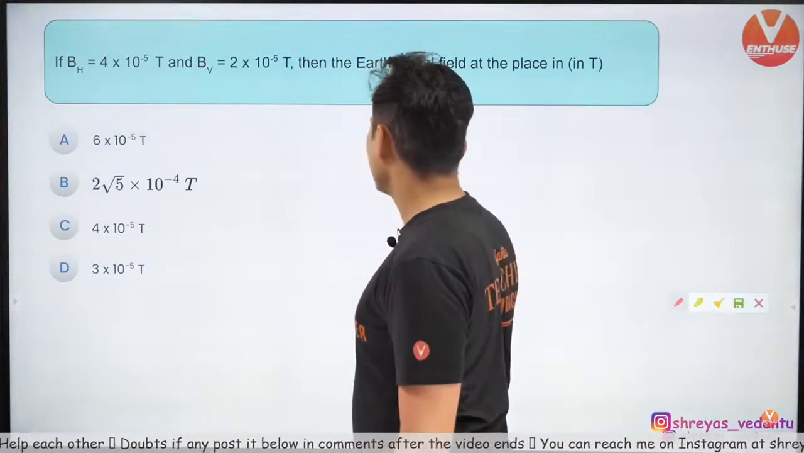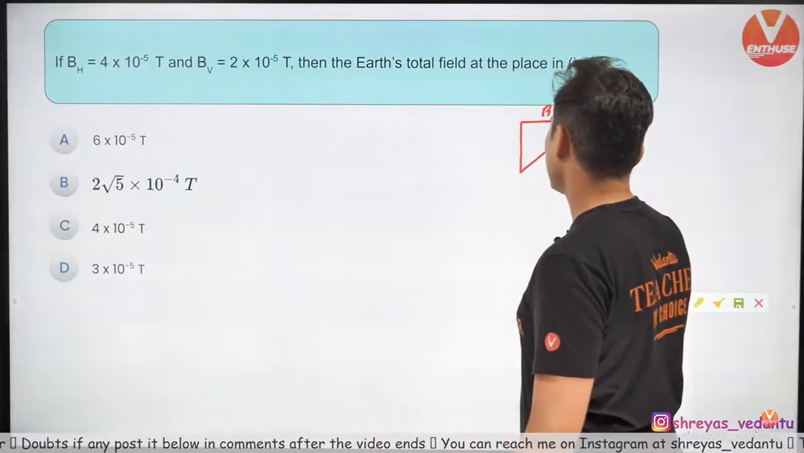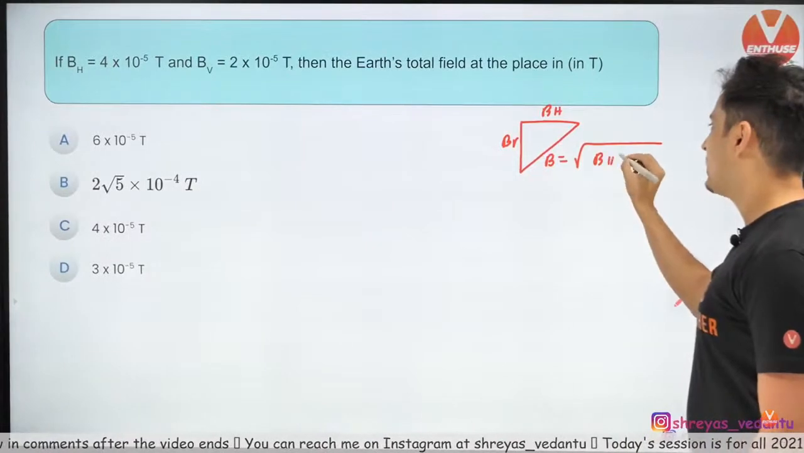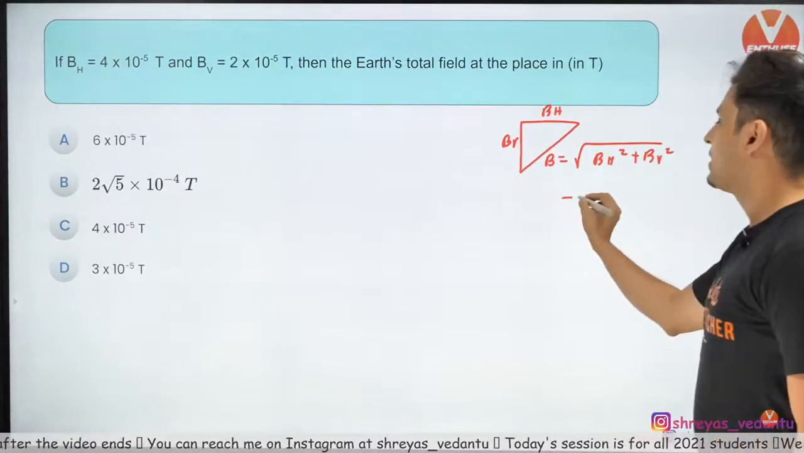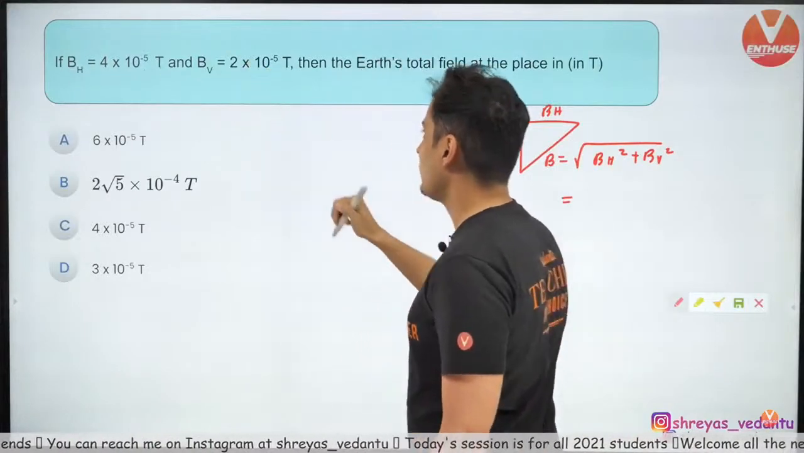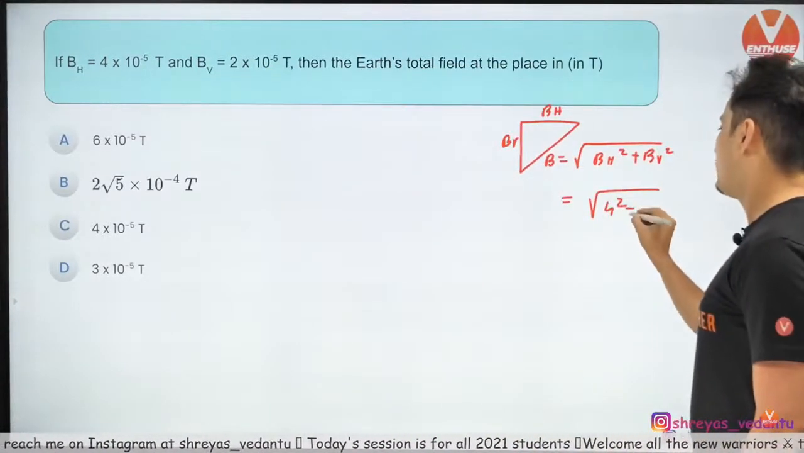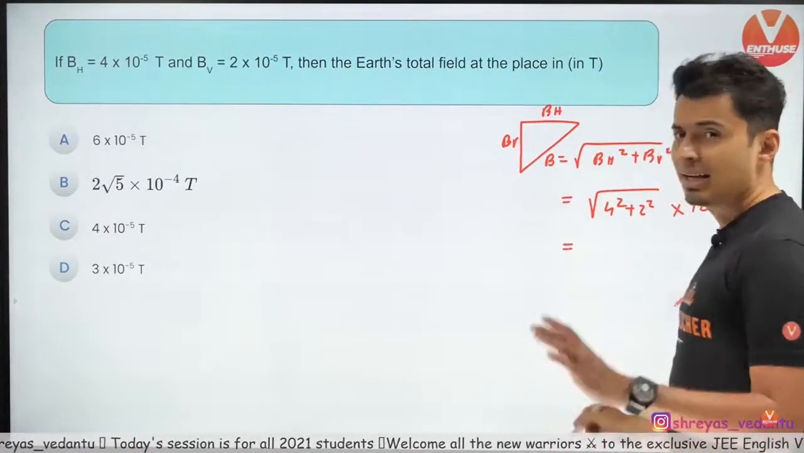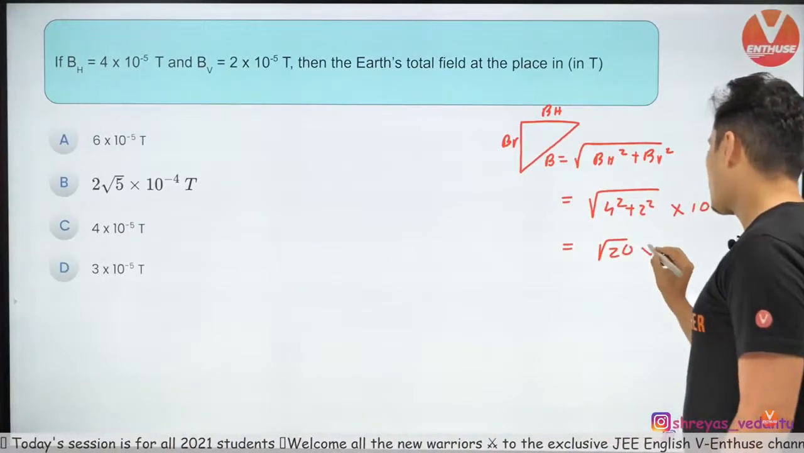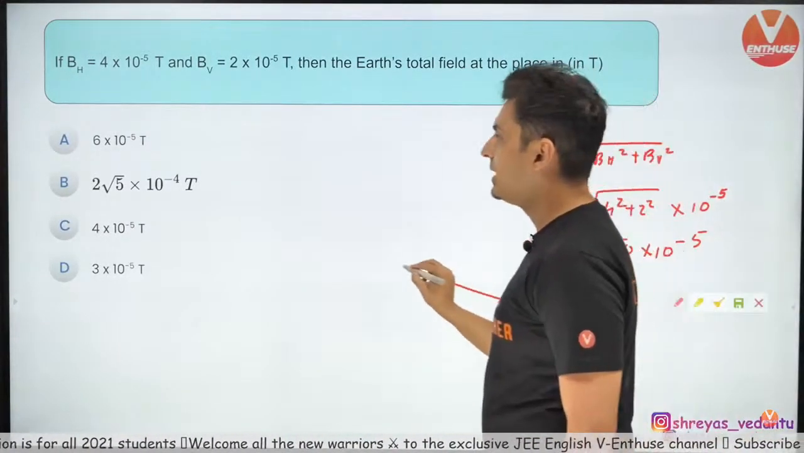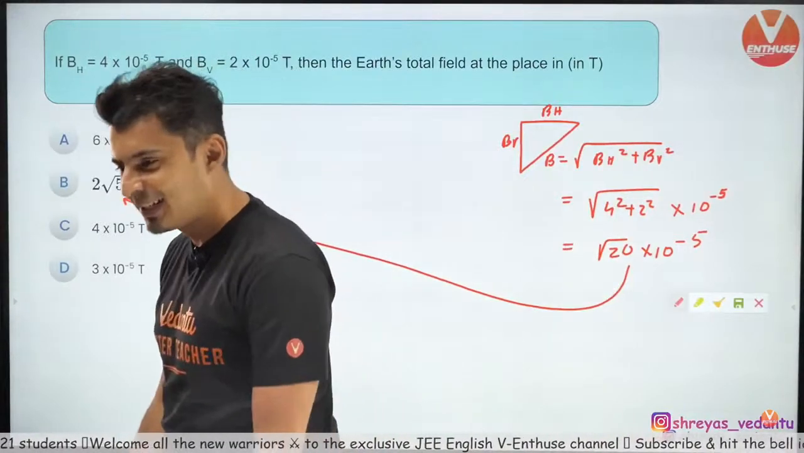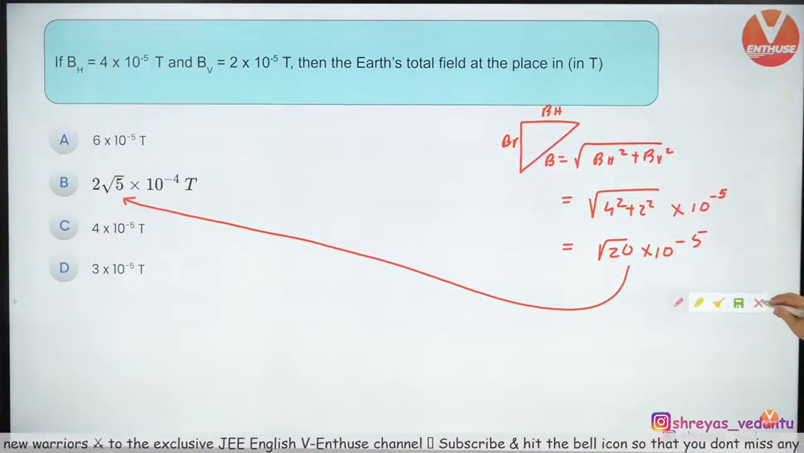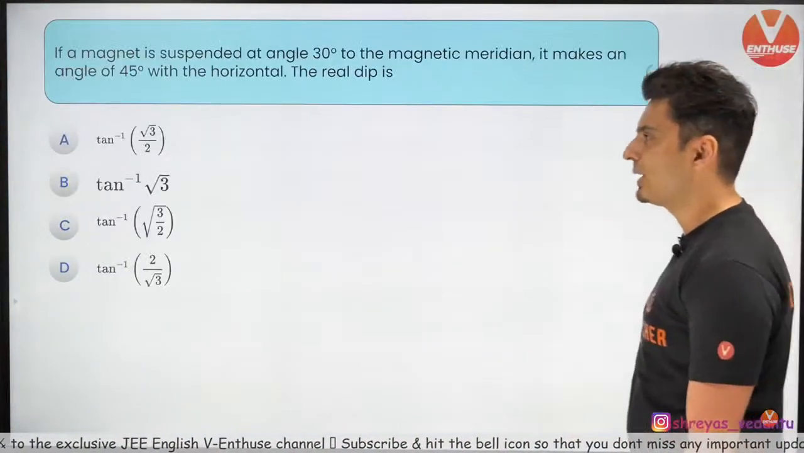Let's see. BH is given, BV is given. We all know that they form a triangle. This is BH, this is BV, this is B. B is root of BH square plus BV square. You can see the power of 10 is the same. So it is essentially 4 square plus 2 square. The power of 10, you can take it outside. 4 square and 2 square together will give you root 20 into 10 to the power minus 5. Root 20 is 2 root 5. Very good. That's it. Very good, Sanjeet. Excellent. Moving ahead to the next question. Just simple vector addition and Pythagoras.